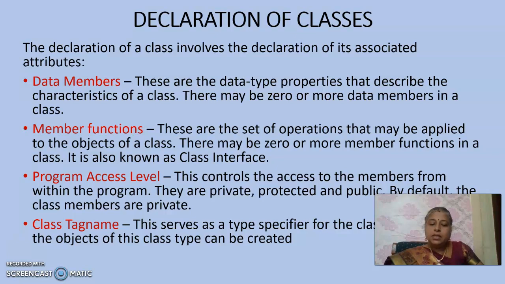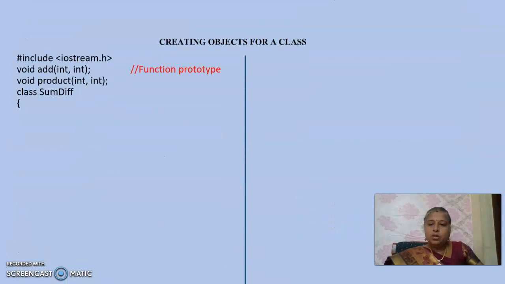This serves as the type specifier for a class because class is the derived data type in C++. So with this class name, we can create objects for this class. So let us make it very clear with a small example.